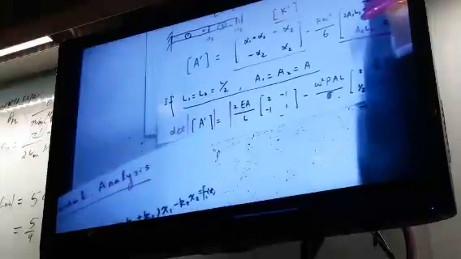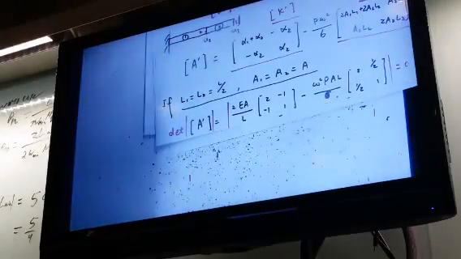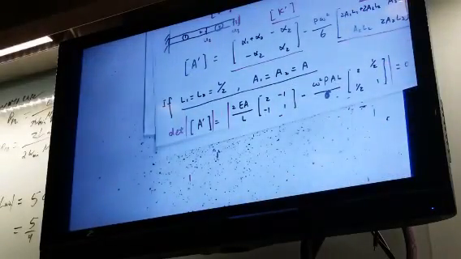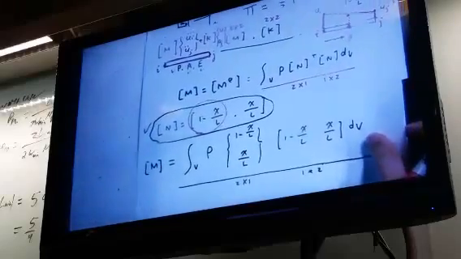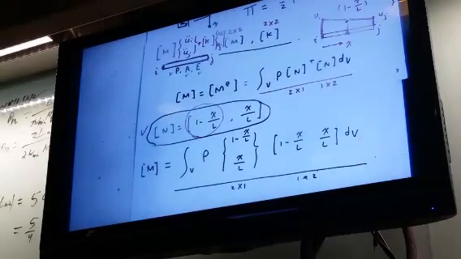bar element, and we also learned something about the beam element. For beam elements, the procedure is exactly the same as for a bar element. The only difference is we need to change the N. Let's go back and look at the formulation. This is the derivation for the bar element.